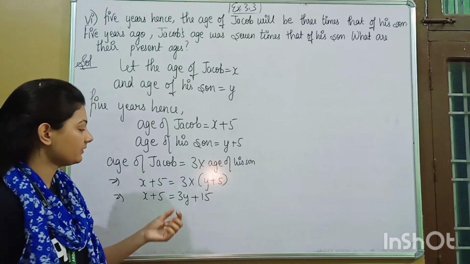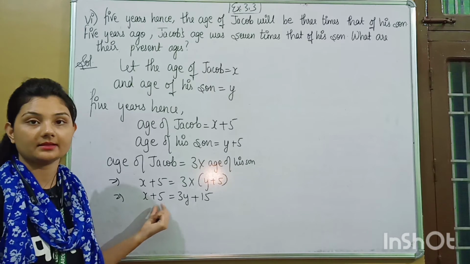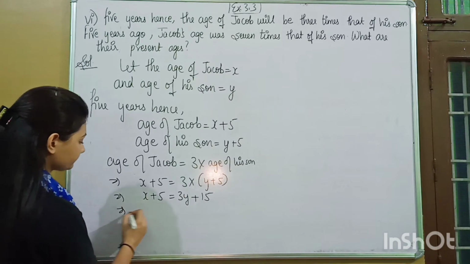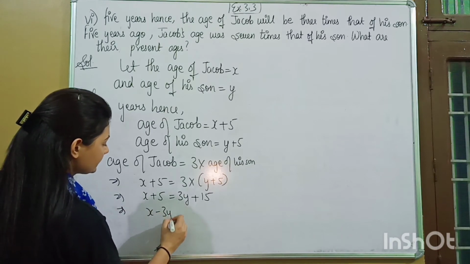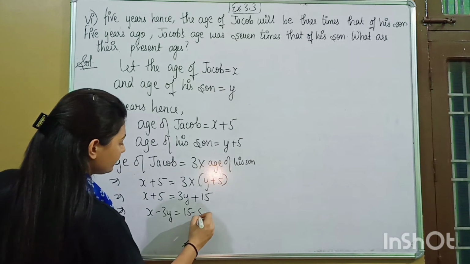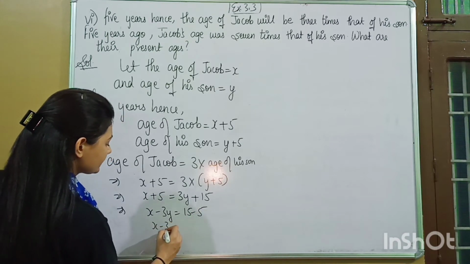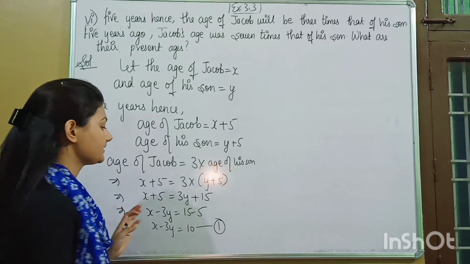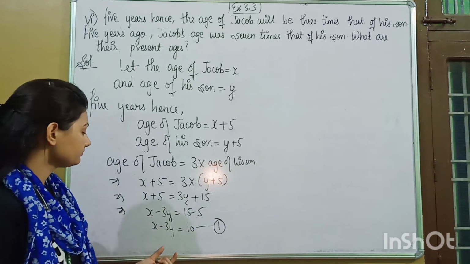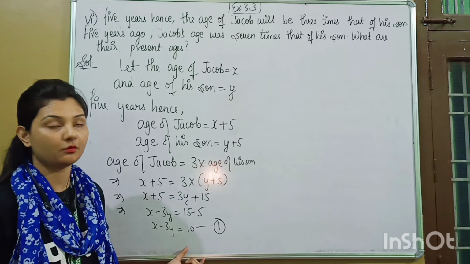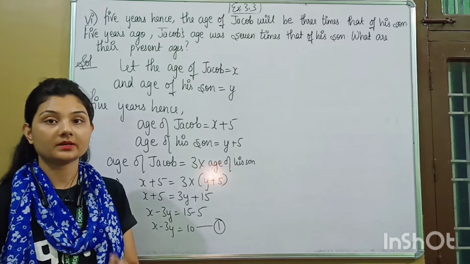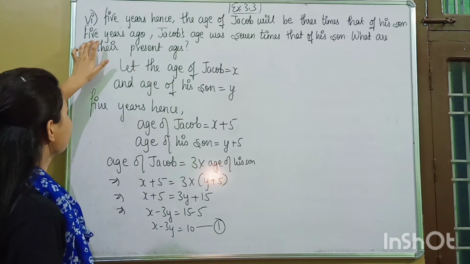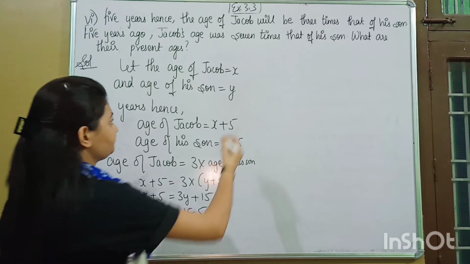Now what we will do? We will take this variable to LHS and this number to the RHS. So it will be x minus 3y is equal to 15 minus 5, that is x minus 3y is equal to 10, and this will be named as equation 1. So now we have made equation 1. Next we are moving towards equation 2, that is 5 years ago.